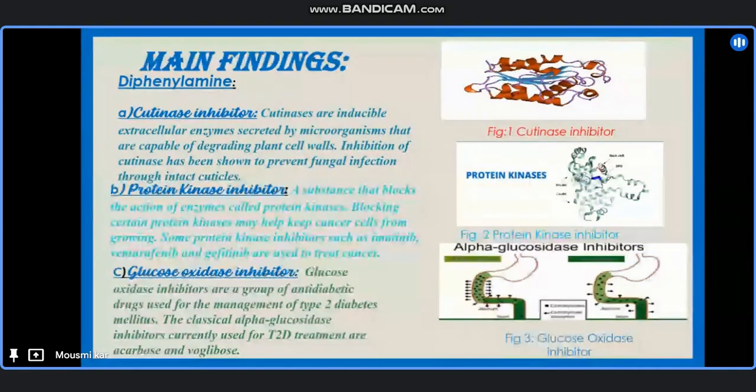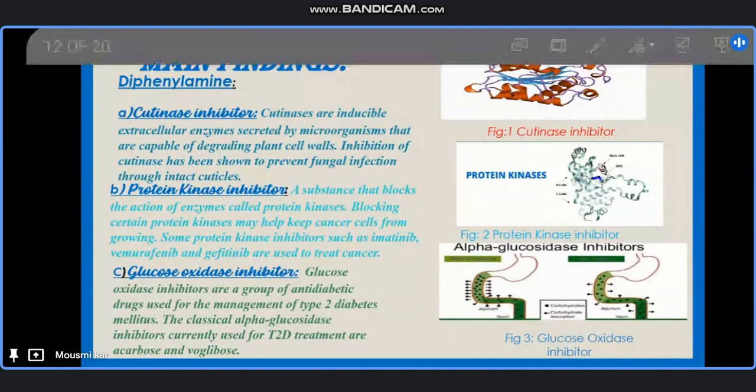Glucosidase inhibitors. Alpha glucosidase inhibitors are a group of antidiabetic drugs used for management of type 2 diabetes mellitus. The classical alpha glucosidase inhibitors currently used for T2DM treatment are acarbose and voglibose. Acarbose is an oligosaccharide produced by fermentation of bacteria, and voglibose is an alpha glucosidase inhibitor that is used for lowering postprandial blood glucose level in people with diabetes mellitus.